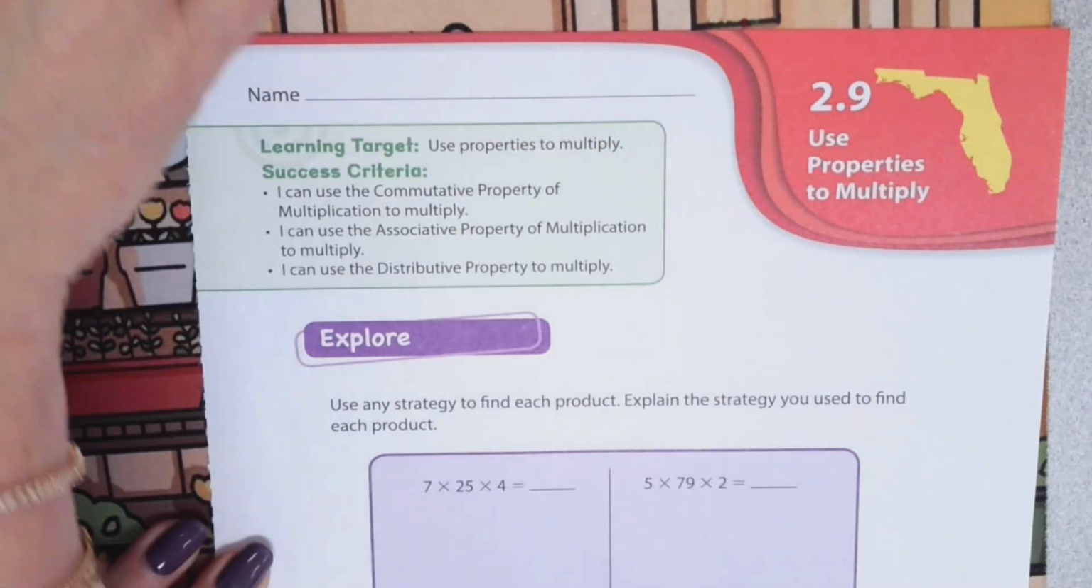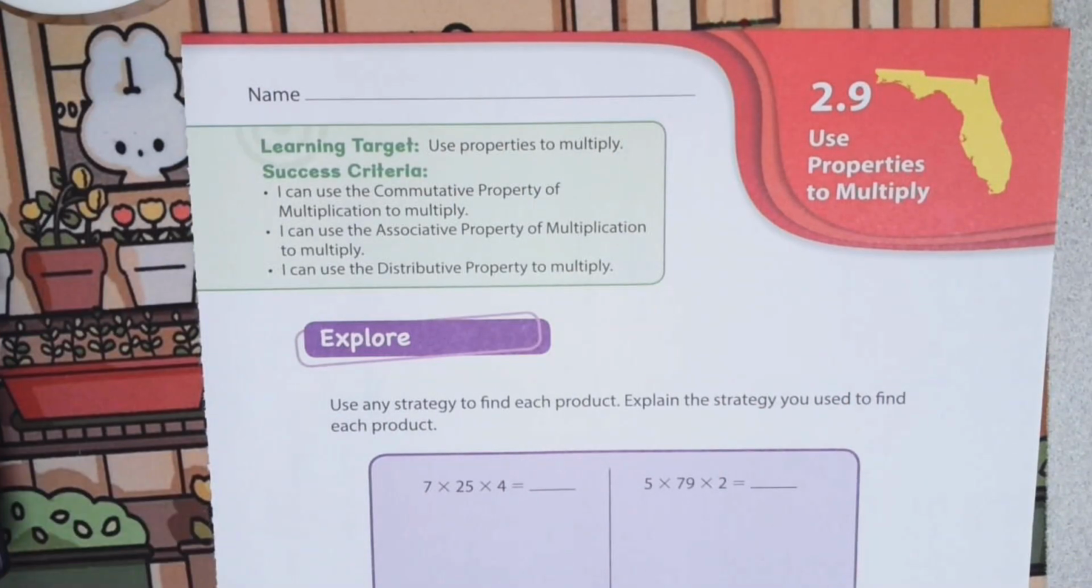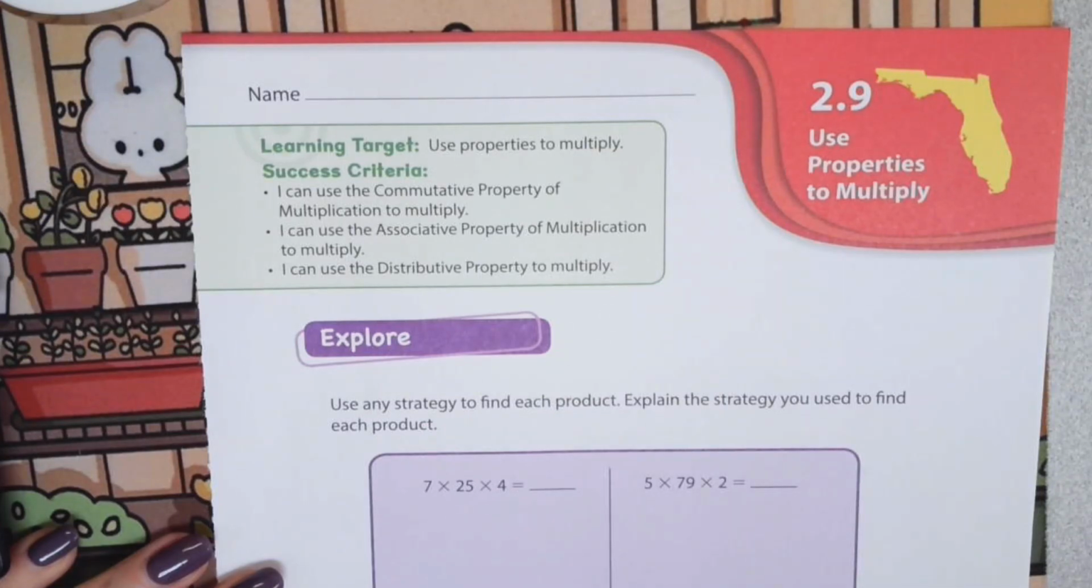Okay, today's lesson is lesson 2.9, use properties of multiplication. Learning target: use properties to multiply. Success criteria: I can use the commutative property of multiplication. I can use the associative property of multiplication to multiply. I can use the distributive property of multiplication to multiply.